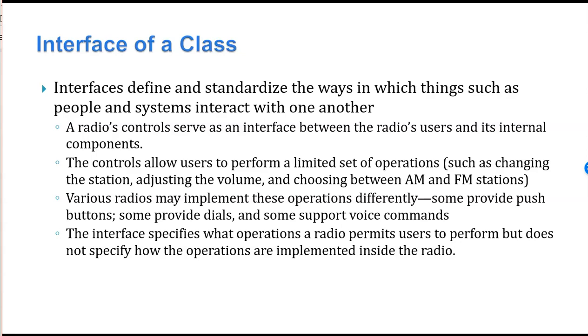For example, a radio's controls serve as an interface between the radio's users and its internal components. The controls allow users to perform a limited set of operations such as changing the station, adjusting the volume, etc. Various radios may implement these operations differently. Some may have push buttons, some dials, etc. The interface specifies what operations a radio permits users to perform, but doesn't specify how they are implemented inside the radio.